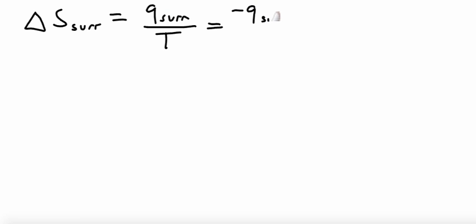So delta S for the surroundings, I'll just abbreviate surround, is equal to Q surroundings divided by the temperature. All right, great. Well, what's Q surroundings? Well, if you think about it, the surroundings are in thermal contact with the system. So if the system gave off heat, that heat had to go into the surroundings. There's nowhere else for it to go. So this must be opposite in sign to Q for the system, right? Because if one thing gives up heat, the other thing gets it. So they have to be equal and opposite. So that is going to be negative delta H for the reaction.